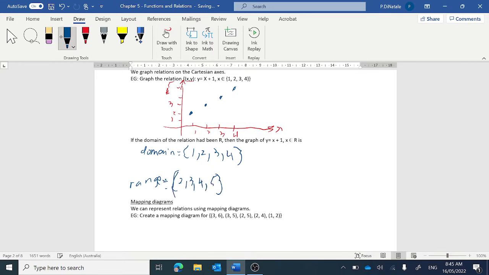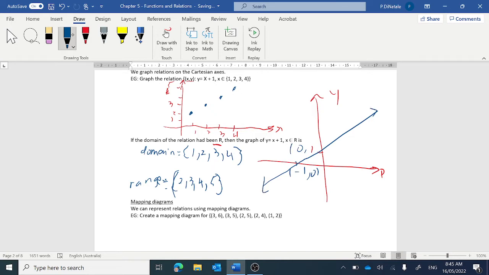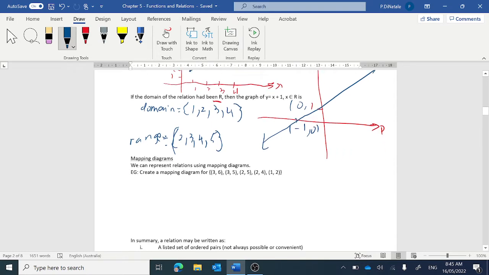Those were the squiggly brackets. But if we had the reals, then we get this type of graph, which is our straight line. Okay, so that's the real values because it includes all the x values that there are. So there's the difference between them.